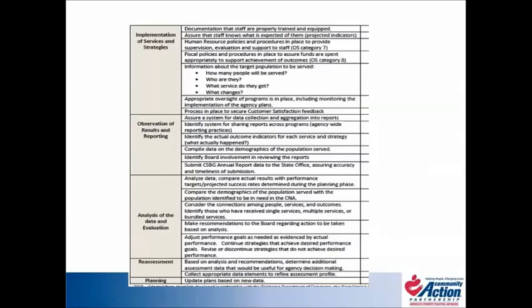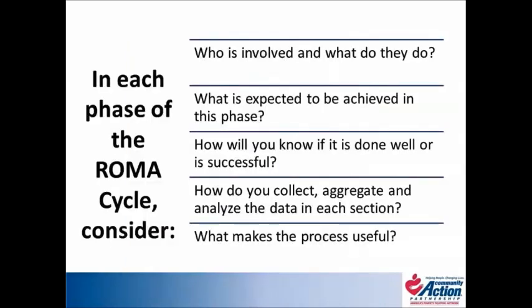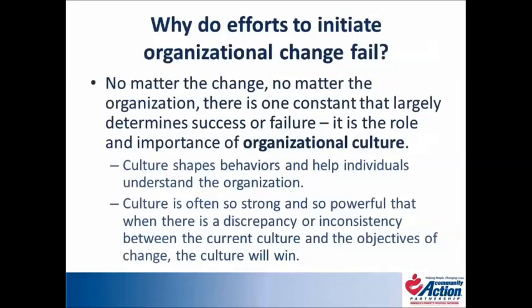So it goes through this list of questions for each phase of the ROMA cycle, wanting the agency to consider with those ROMA actions, who is involved and what do they do? What is expected to be achieved in that phase? How will you know if it's done well or if it's successful? How do you collect, aggregate, and analyze the data? And then what makes that process useful? So this is part of that assessment piece as we start this implementation of ROMA. I'll turn it over to Barbara Mooney, and she's going to talk a little bit about this organizational culture and organizational change. Thanks, Gerald and Courtney.